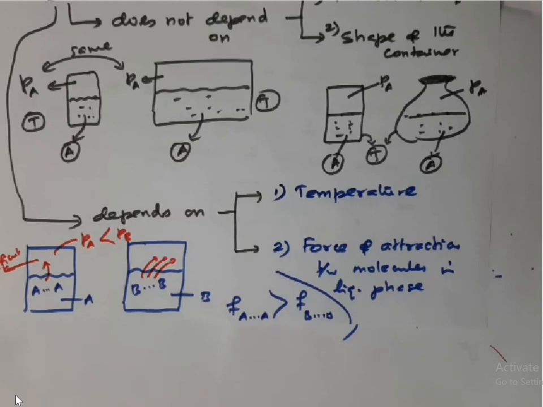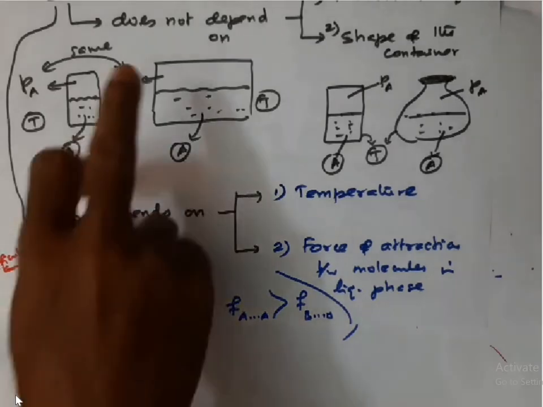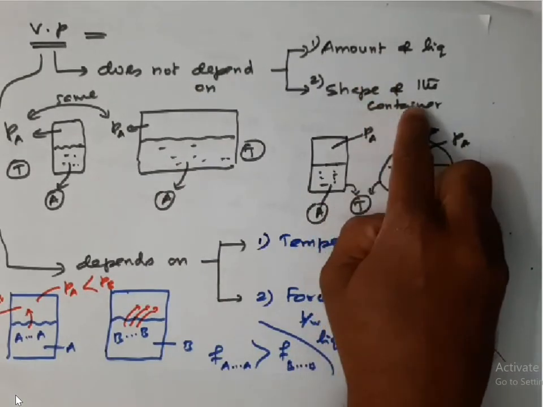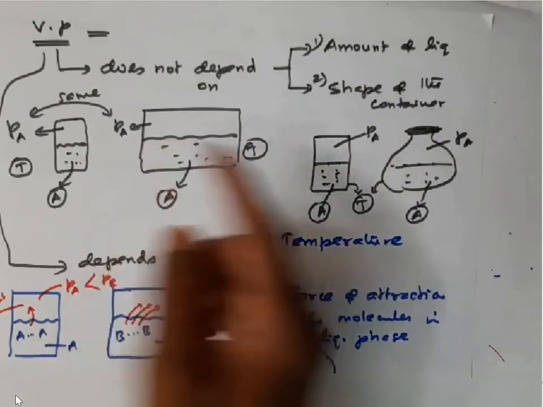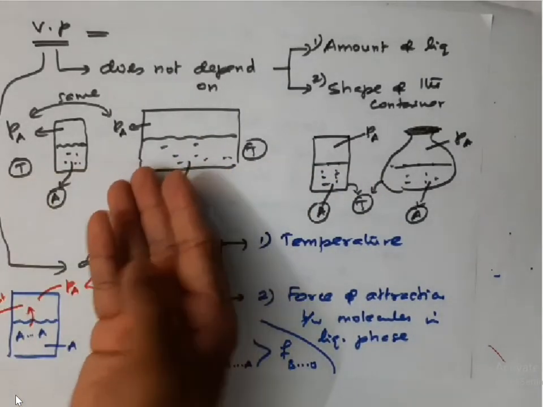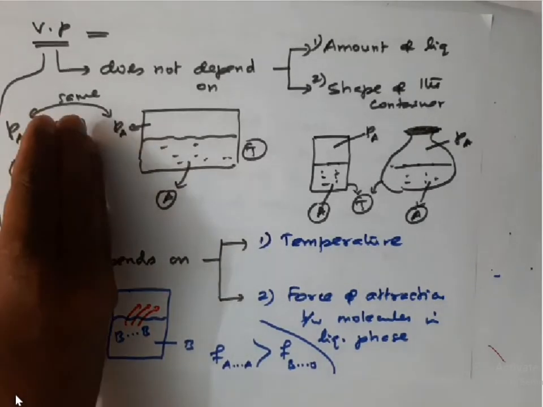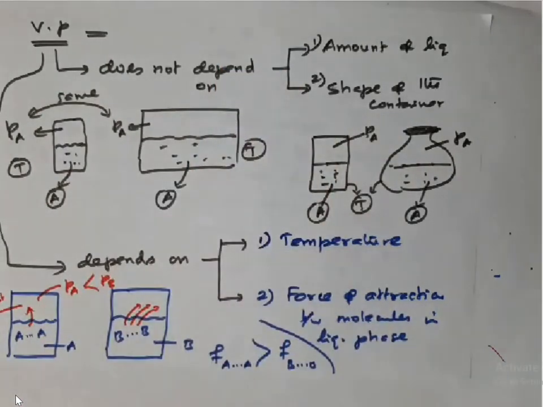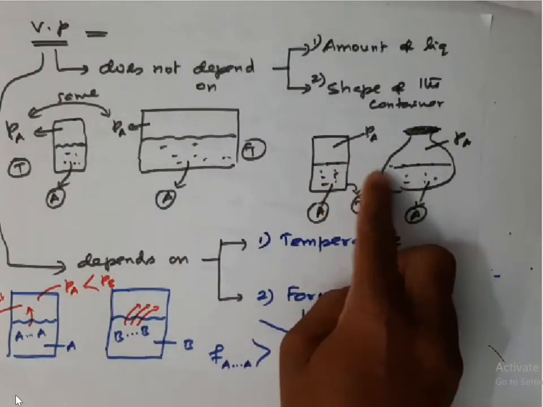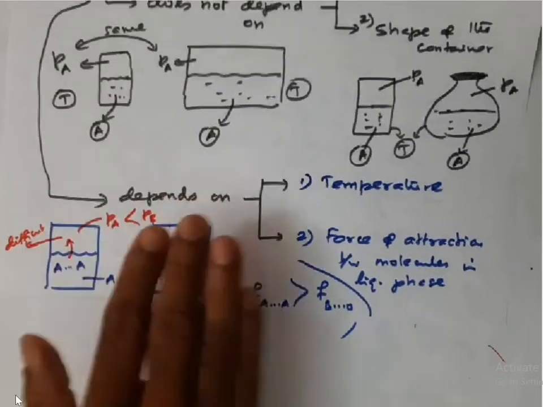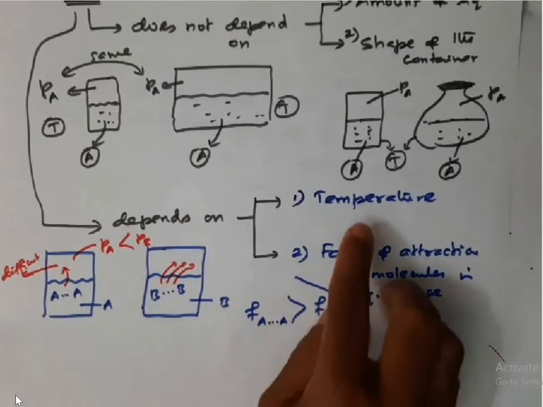See, vapor pressure does not depend on these two things: amount of liquid and shape of the container. Whatever amount of liquid you take, if the liquids are the same and if you maintain the same temperature, then the vapor pressure exerted by the liquid present in a small amount and the liquid present in a larger amount are the same. Similarly, vapor pressure does not depend on the shape of the container. Vapor pressure depends on two things. What are they? Number one, temperature.